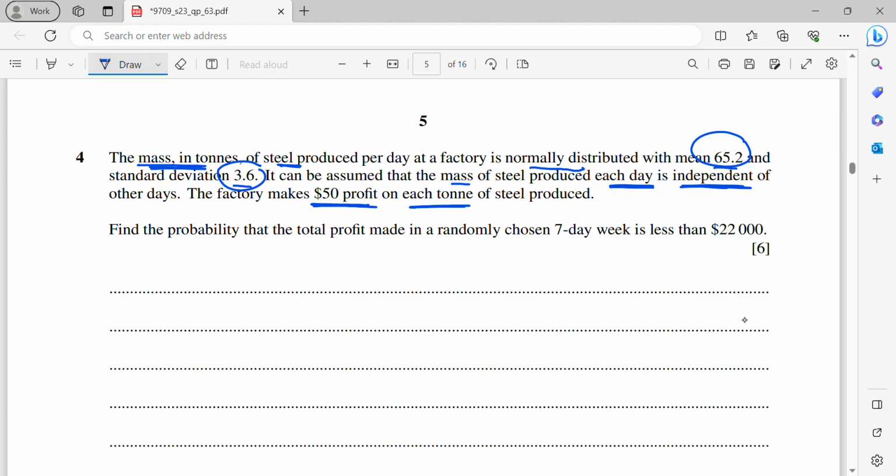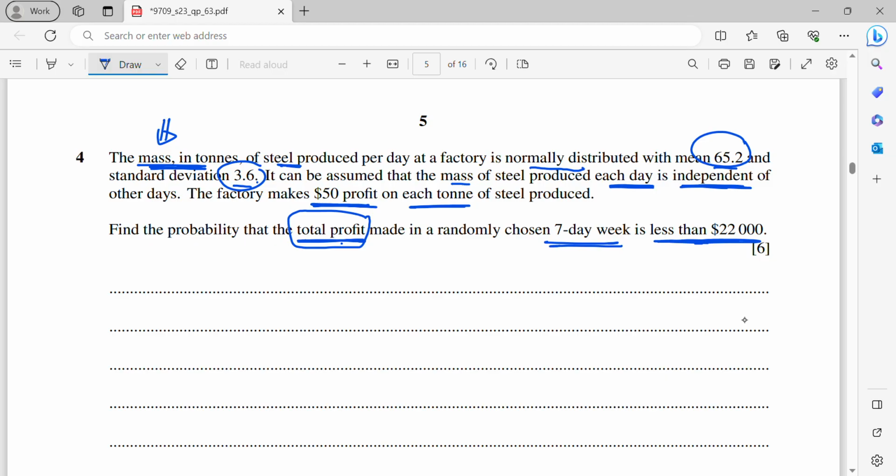Now find the probability that the total profit made in a randomly chosen 7-day week is less than this amount. So now this is the profit. You need to count the probability of the total profit, and this 65.2 and 3.6 are the mass. Okay, so be careful with this. Alright, so to solve this question, basically we have two methods. I'm going to show you both methods.